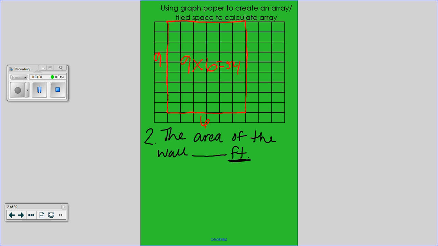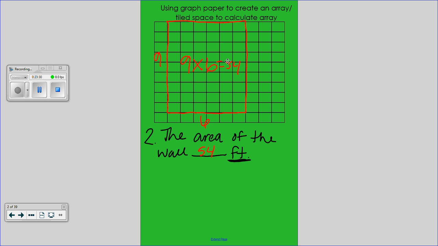So what is the area of the wall that he's painting blue? Namia? 54. Good. 54 feet.